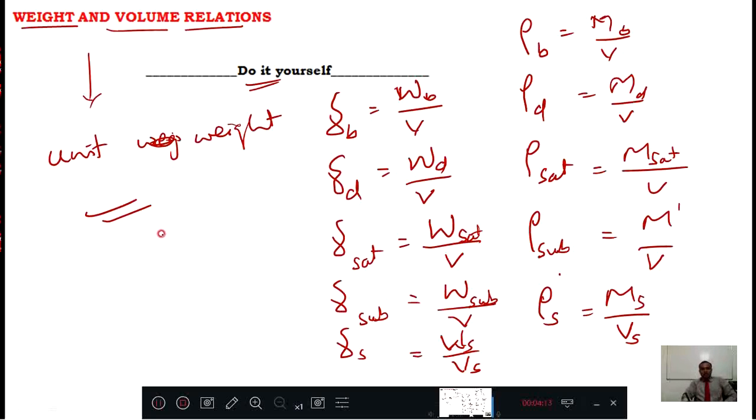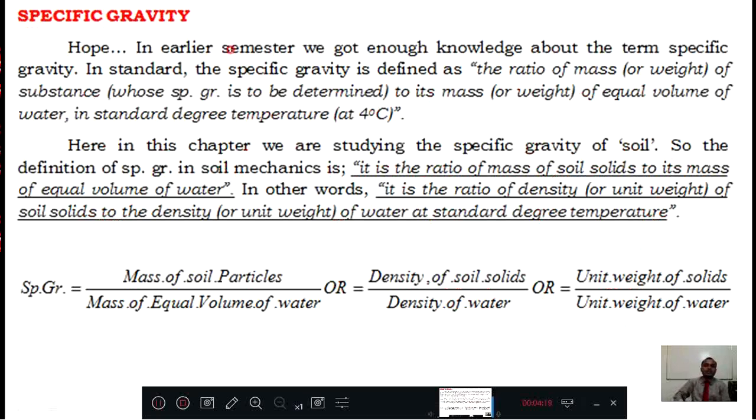This is over. If you have any doubts, you can ask. And after this I will cover one more relation, that is specific gravity. This specific gravity is very familiar to civil engineers. They studied it from third semester in BMT lab, and in fluid mechanics, in HHM, in concrete technology, and in future also in highway materials and geotechnical. What is specific gravity? You should have a very clear idea.